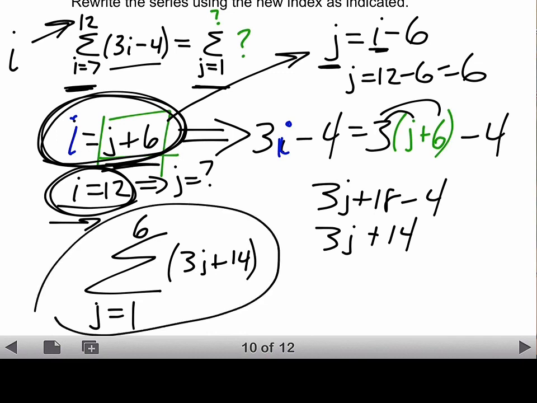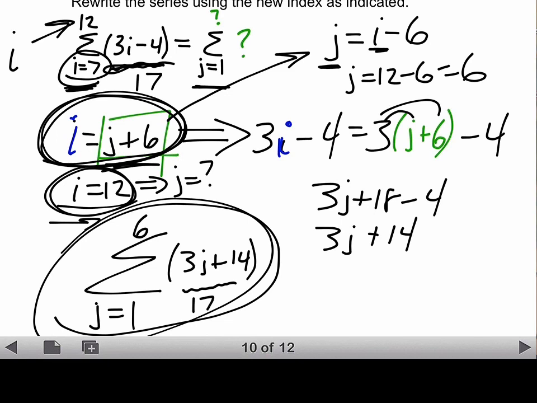3j plus 14. If I wanted to double check that everything was correct, then I might look at the first term and see when I is 7, I have 21 minus 4, and that's 17. When j is 1, I have 3 times 1 plus 14, which is also 17. That's not a proof that everything works, but it's a pretty good indicator that I'm probably on the right track. If I really wanted to, I would just check more terms. But this is how you can change an index.